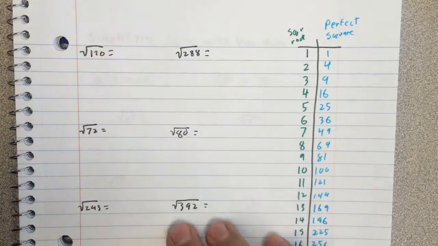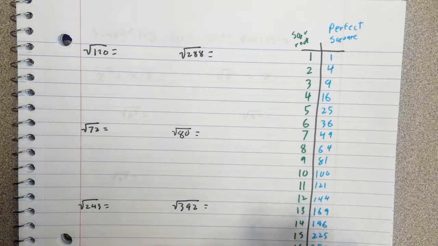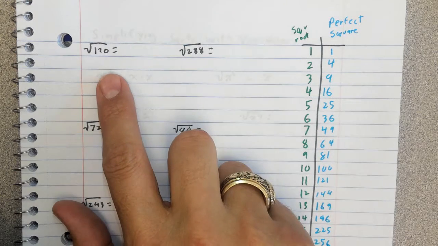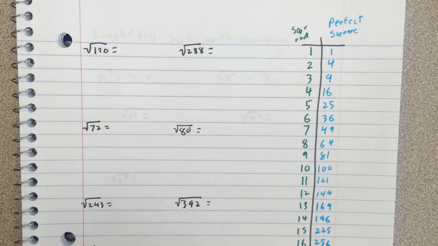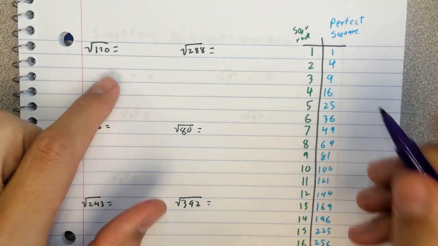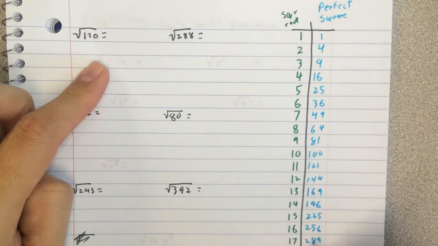Okay, I have a list of some square roots here. We are going to go ahead and find the exact answers and simplify these. So let's start off with the first one, 120. We're going to look for 120 on the perfect square side.